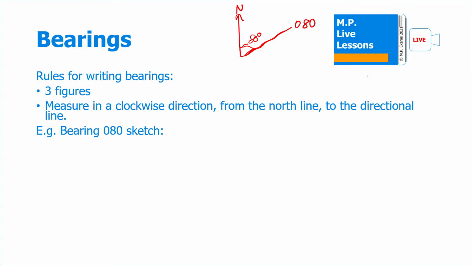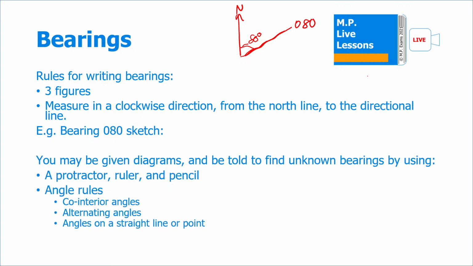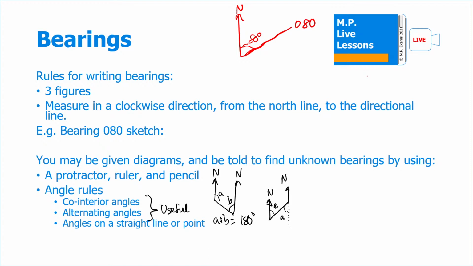Now, you could be asked to draw bearings yourself from scaled diagrams, or you could be told to find unknown bearings by using, let's say, some angle rules. And these link into your parallel line rules, like the co-interior angles and the alternate angles, and angles on a straight line or point. The first two are the most useful.